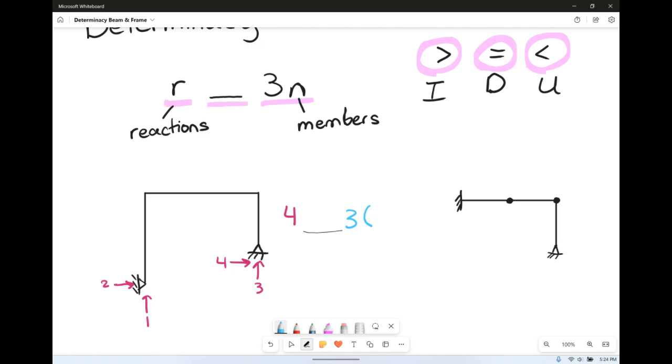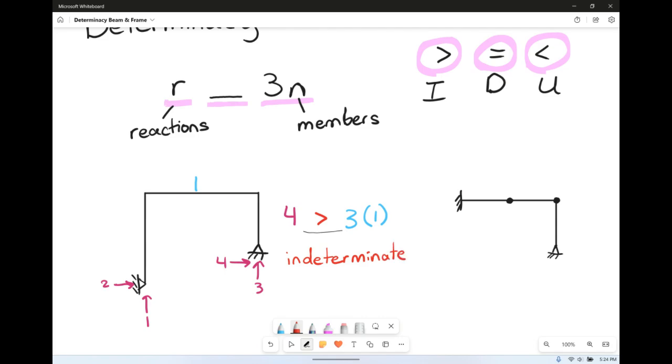Well, this is one solid thing, so this is one solid member. There's no joints there, no hinges, nothing. It's just one solid beam. It's in a nice kind of U shape, but it is what it is, right? It's just one solid member. So 4 is definitely greater than 3 times 1, so this is indeterminate.